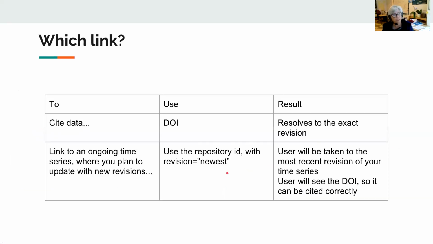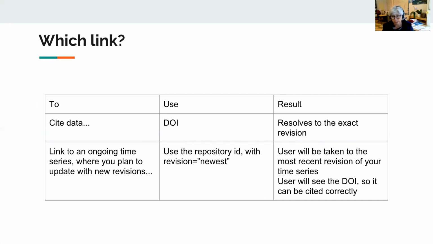But you might want to choose which type of link to use. If you're citing a data set, for example, in a paper, you should use the DOI because it's permanent. And it's the responsibility of someone assigning a DOI to keep it viable. But that DOI will go to a specific revision. So that's perfect for a citation. You want it to go to a specific revision.